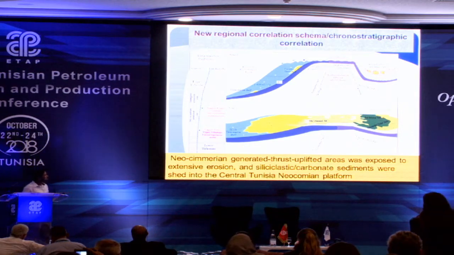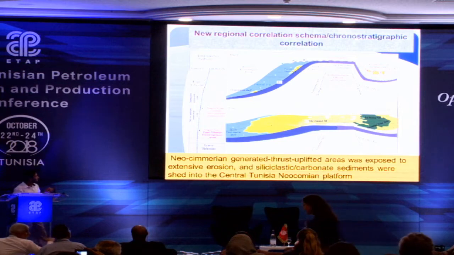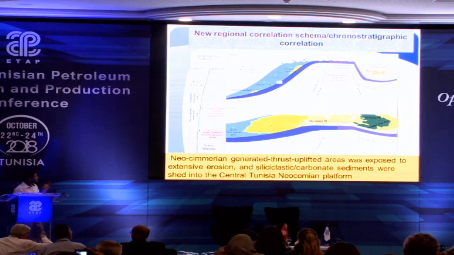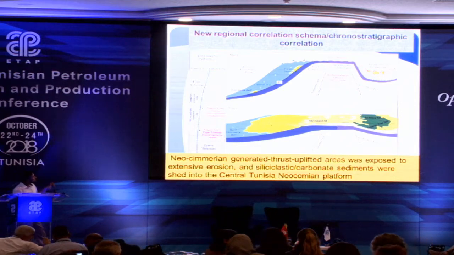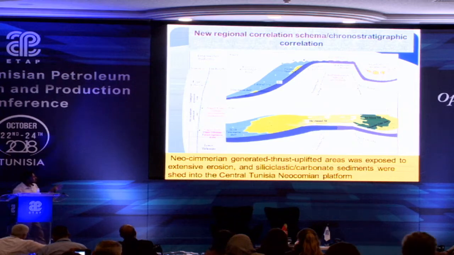The New Cimmerian event generated thrust-uplifted areas that were exposed to extensive erosion, and siliciclastic and carbonate sediments were shed into the central Tunisia Neocomian platform. We showed that during the late Tithonian age, the sedimentary package in Jebel Bohedma was similar to those recorded in the Meknessy basin, and the reworked Kimmeridgian facies after the New Cimmerian event.